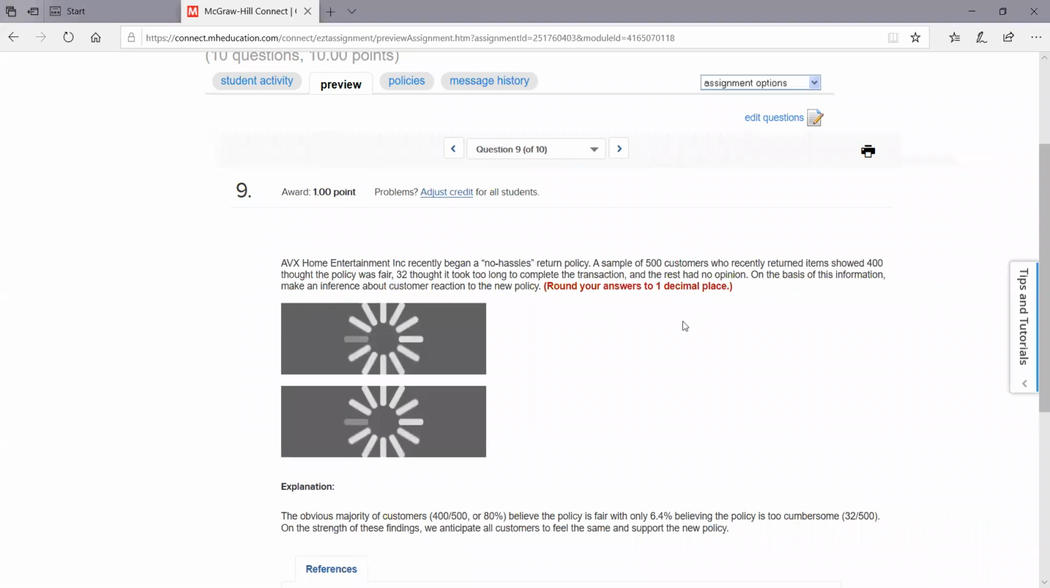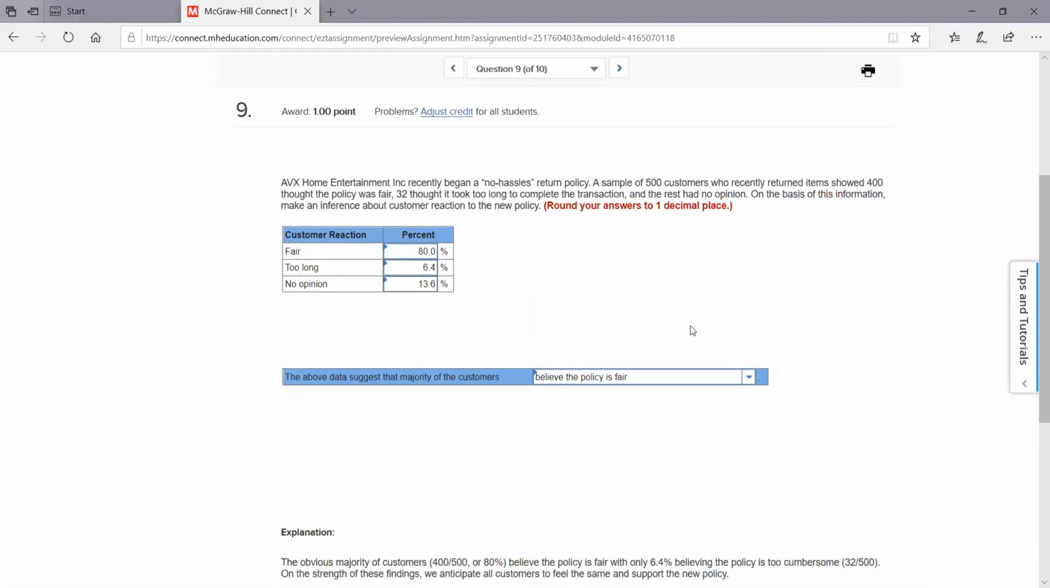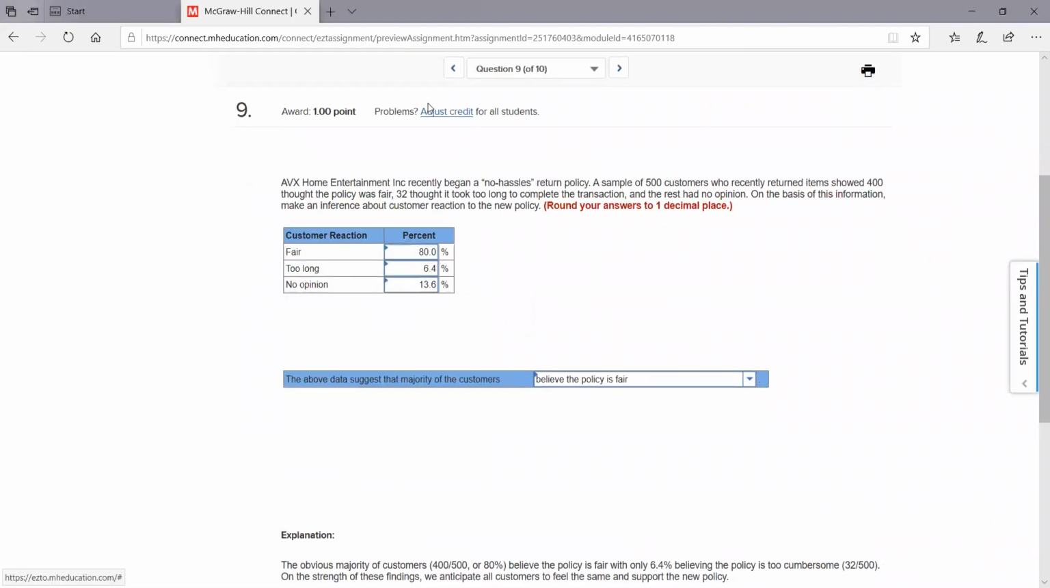All right, 2 more. Again, you're doing a couple more calculations, and they give you that you have a no-hassle return policy. They took a sample again of 500, and it showed that 400 thought the policy was fair, 32 said it took too long, and so forth. It says on the basis of this, make an inference about the customers' reaction to the policy.